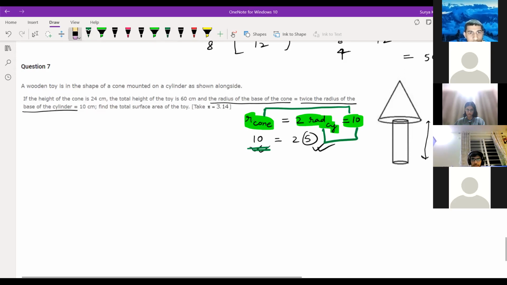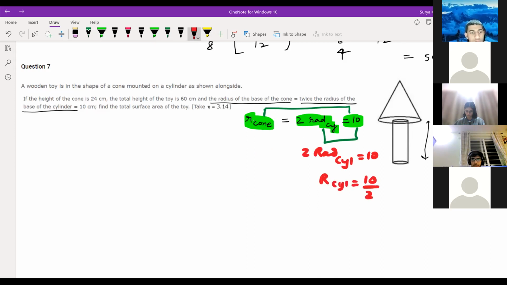Is it clear, children? Anyone feeling difficulty to find the radius? We have to just compare. R cone is equal to 10. Now 2 radius of cylinder is equal to 10. The radius of cylinder, what will we get? 10 by 2, that is 5 centimeter. Is it clear or not?